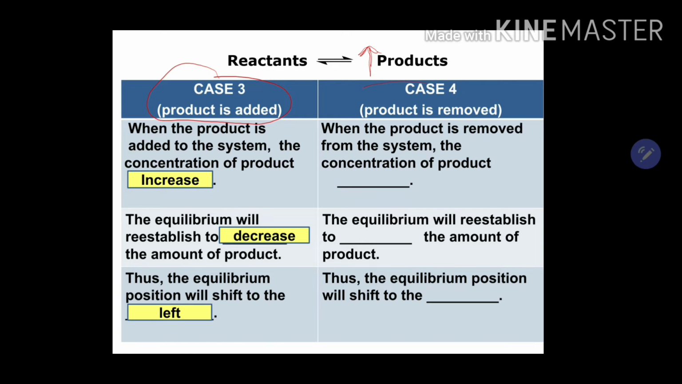Now the fourth case, when the product is removed. When the product is removed from the system, of course the concentration of product is decreased. So the equilibrium will re-establish to increase the amount of product. Thus, the equilibrium position will shift to the right, to produce more product.